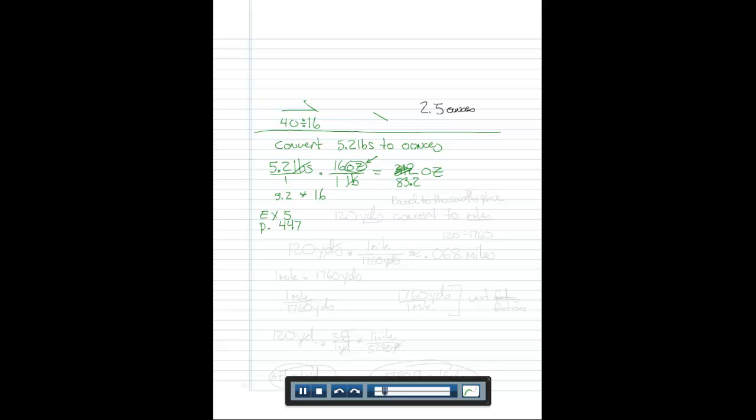Let's try another one to get everybody on the page. Hopefully this one will help. So in example 5, it wants us to convert 120 yards, and they want us to convert it to miles.